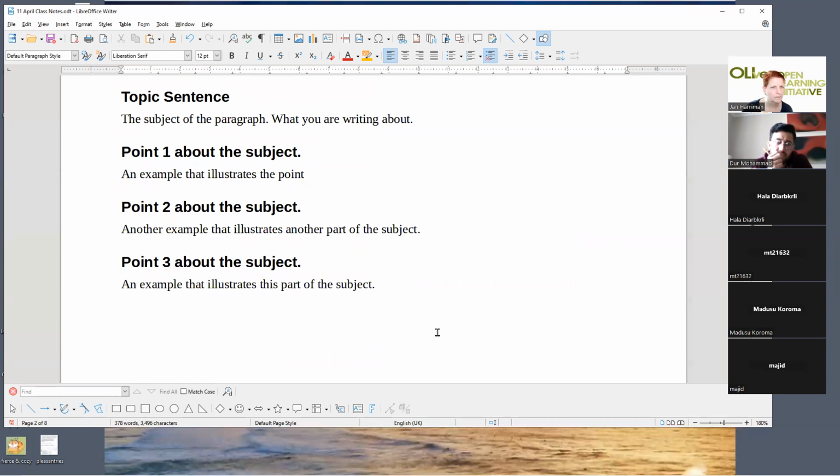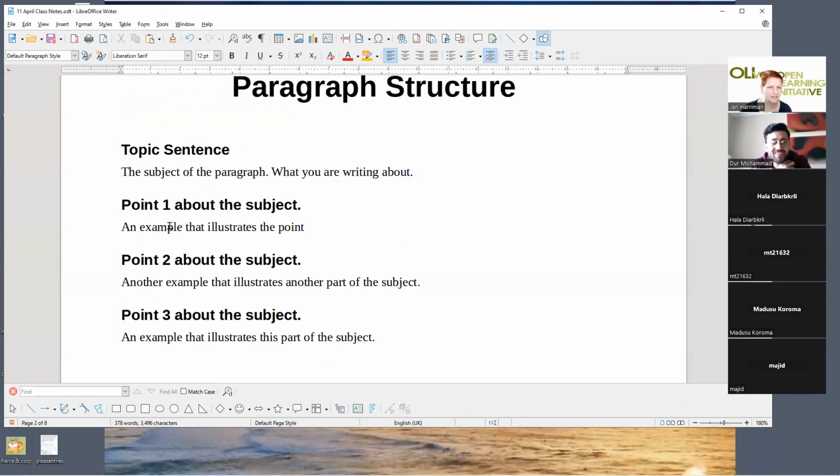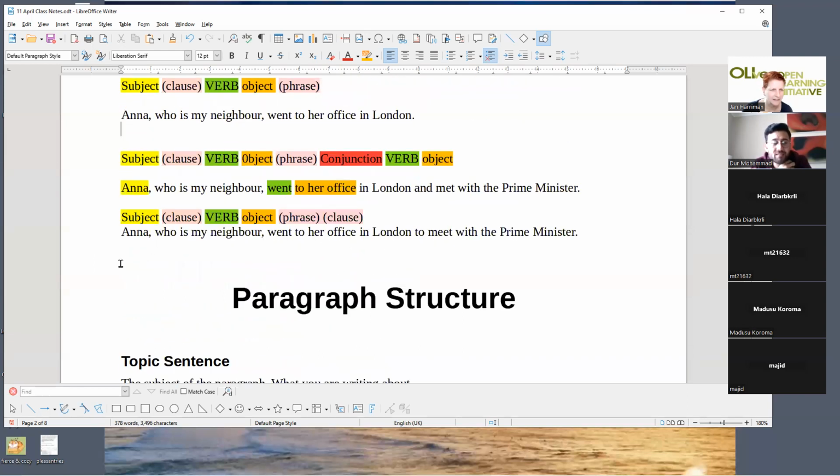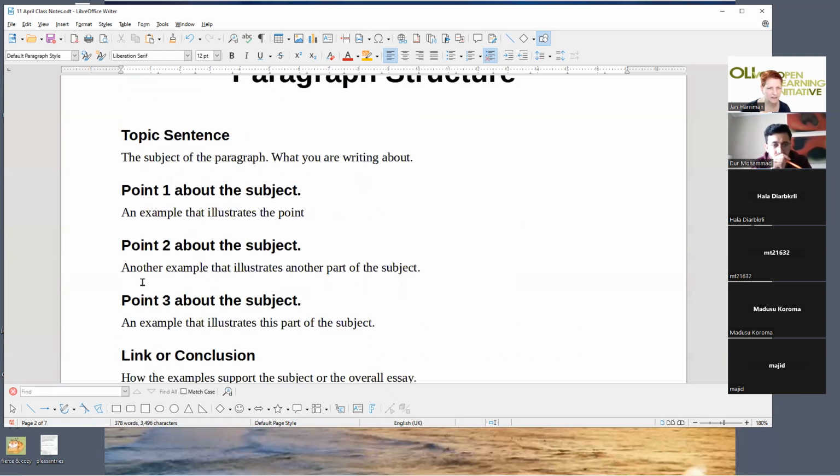And then, oh, why do I not have a conclusion? Oh, there it is. It just got bumped down because I added a sentence up here. There we go. Link or conclusion, yes. How the examples support the topic sentence or the overall essay. Right.